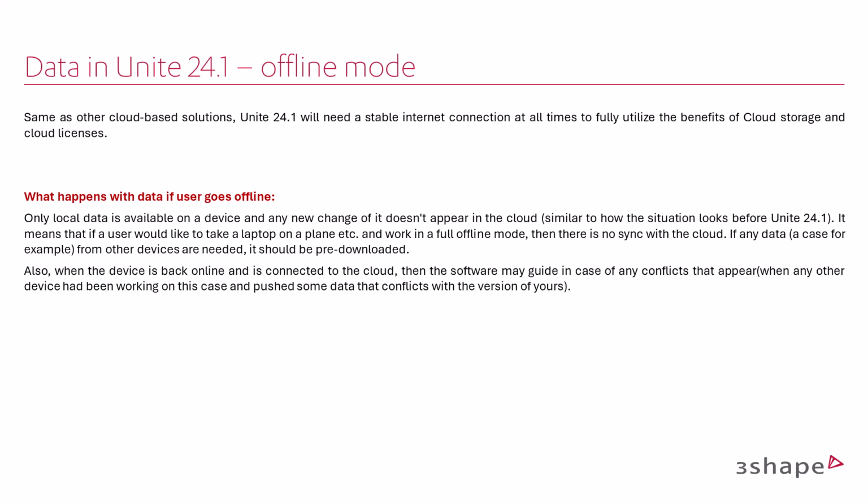What happens when users go offline? When a user goes offline, only local data is available on their device, and any new changes made to it do not sync with the cloud, akin to the situation before Unite 24.1. In practical terms, if a user wishes to work in full offline mode, such as on a plane, there will be no synchronization with the cloud. Any necessary data, like cases from other devices, must be pre-downloaded.